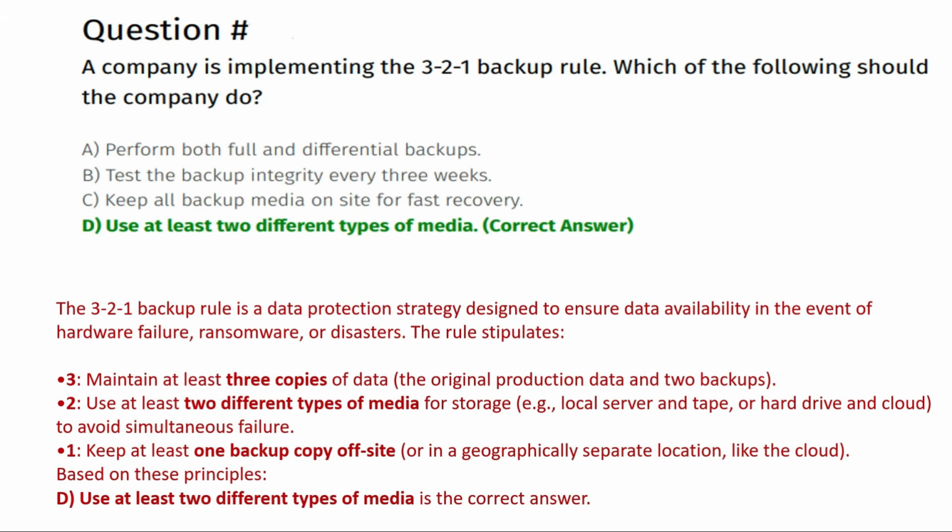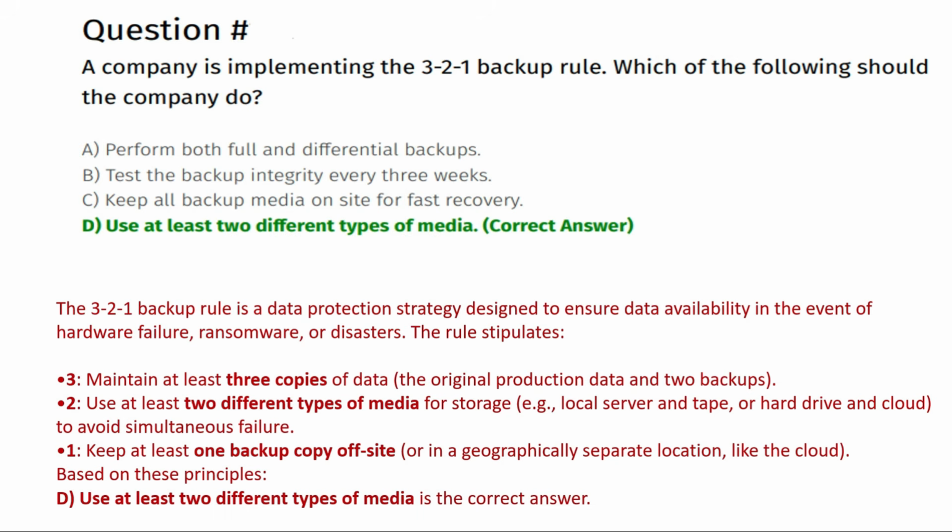Next question is, a company is implementing the 3-2-1 backup rule. Which of the following should the company do? Option A, perform full and differential backups. Option B, test the backup integrity every 3 weeks. Option C, keep all backup media on site for fast recovery. Option D, use at least 2 different types of media. And the correct answer for this question is option D, use at least 2 different types of media. So let's check the explanation.